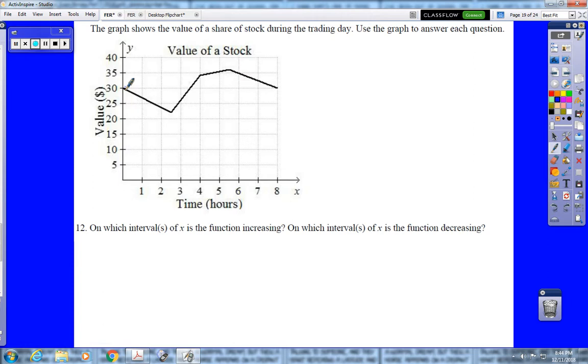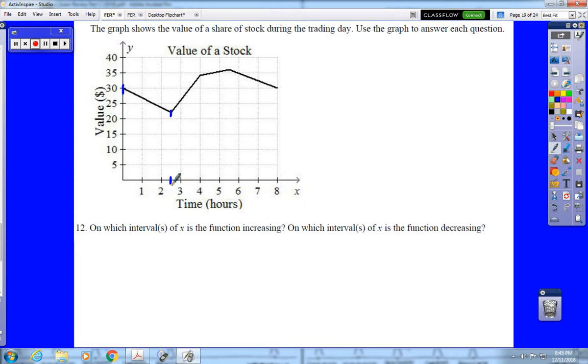So if we look at this, from x equals 0 to here at roughly x equals 2.5, in this section, it is decreasing. Then from 2.5, all the way over here to 5.5, even though it changes, it is still increasing. So for this section here, it would be increasing. And then from 5.5 through the end of the graph at 8, it is decreasing again.